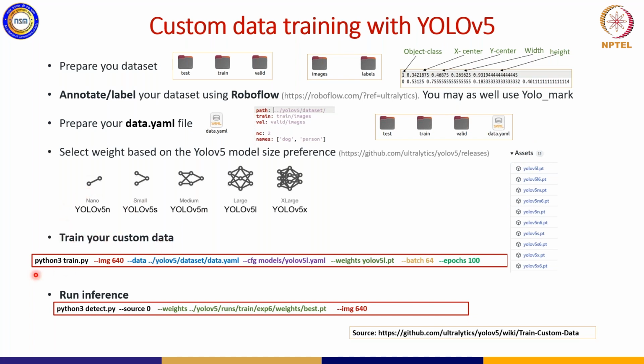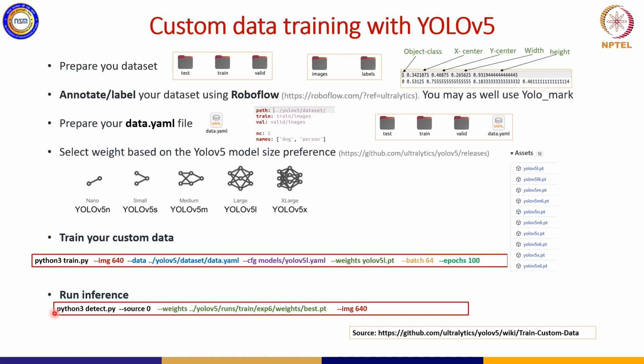So how do you train your custom model? You can train it using Python 3, because I'm running on Ubuntu, that's why we have python3 train.py. Then img is the dimension of your image. Then data is the path to this data.yaml, you specify that. And then there's the configuration file for YOLO v5, this is where you specify it. Then the weight you want to use based on any of these. So if we select large, the weight will be yolov5l.pt. And then the batch size, and then the number of epochs you want.